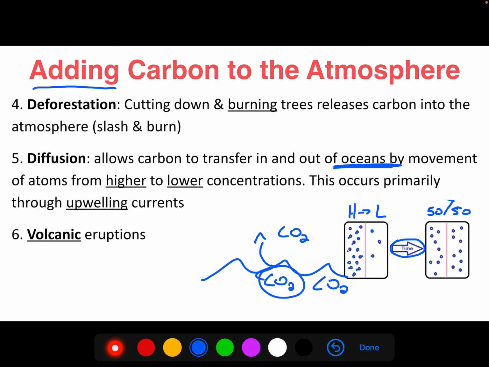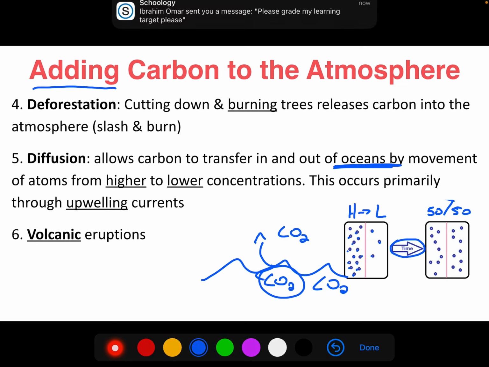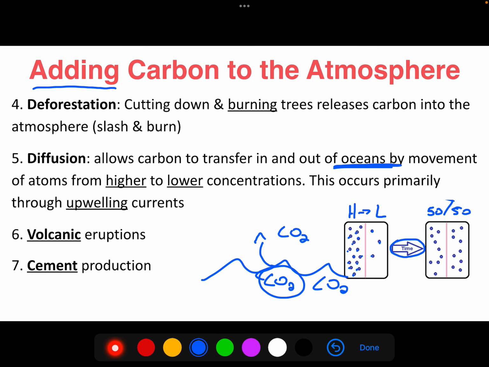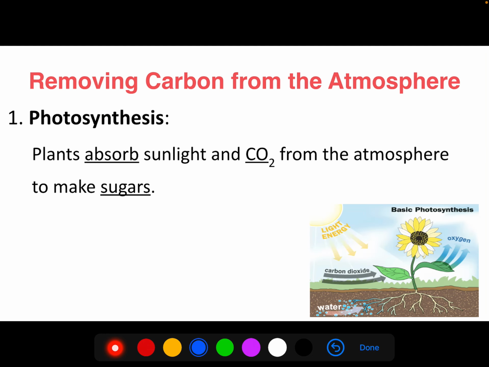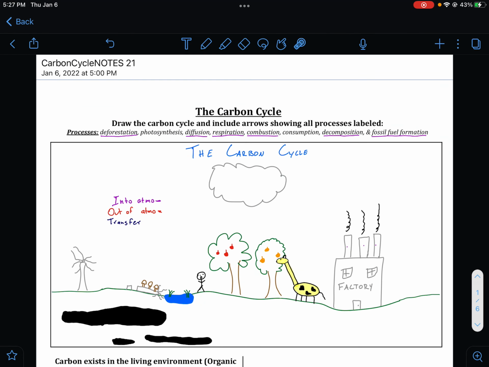And of course, next is volcanic eruptions. And finally, cement production. Cement production is something that often gets overlooked, but cement actually produces a ton of CO2. Okay, so that is all of the things for removing carbon from the atmosphere.